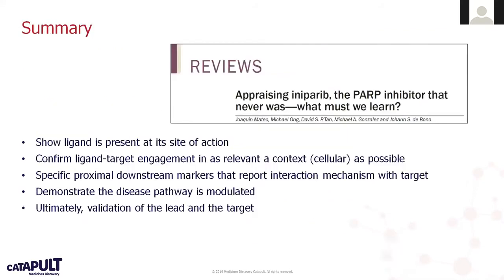So I mentioned that I would come back to iniparib, and it's really the sort of story we want to avoid. In fact, it's a compound that was one of the early targeted therapies, and it was brought forward to phase 3 trials, despite having no demonstration of proof of mechanism. And it failed in those phase 3 trials.